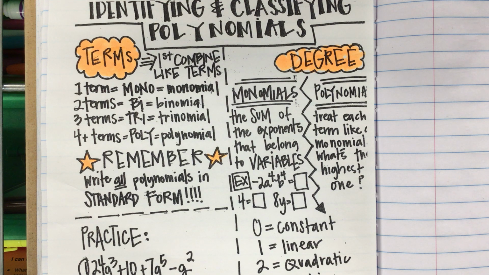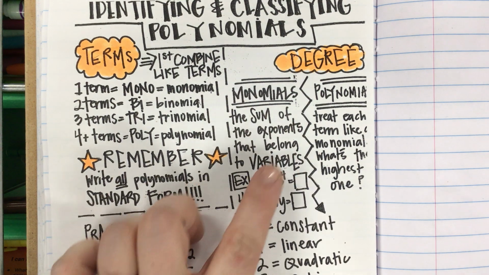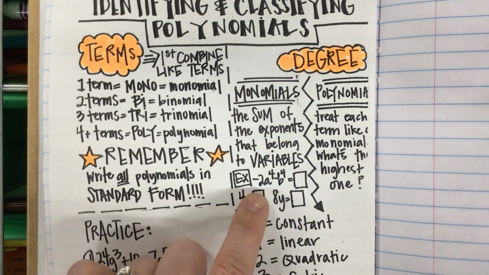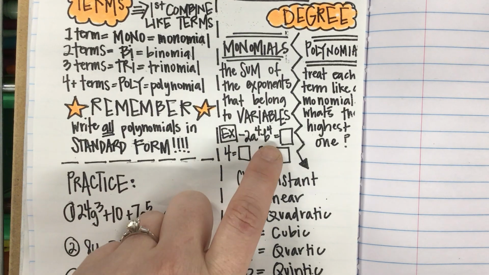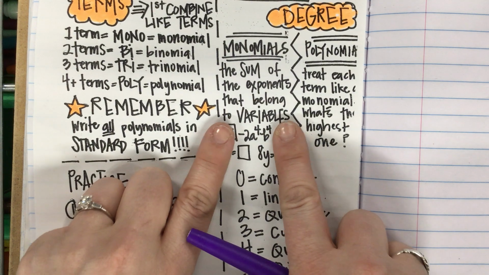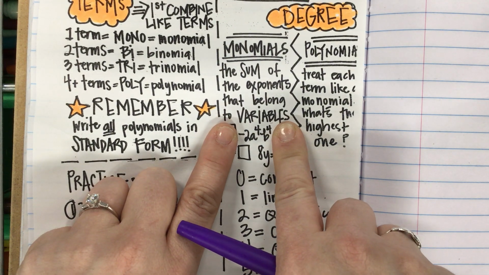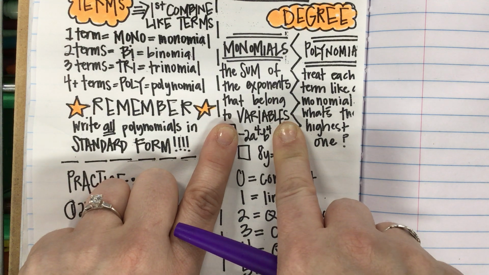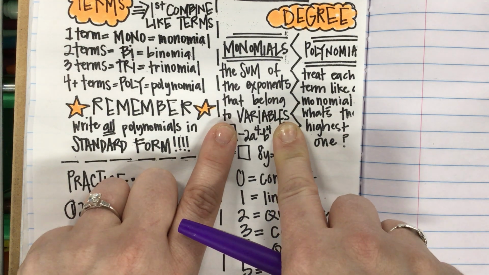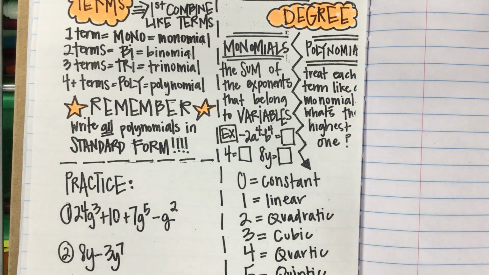Variables are what matter. If it's just a number, forget about it. Only the exponents that belong to the variables count. So, for example, this one right here, negative 2a to the fourth, b to the fourth. That's one term, correct? It belongs together. I cannot separate it. It's one term. It's a monomial.